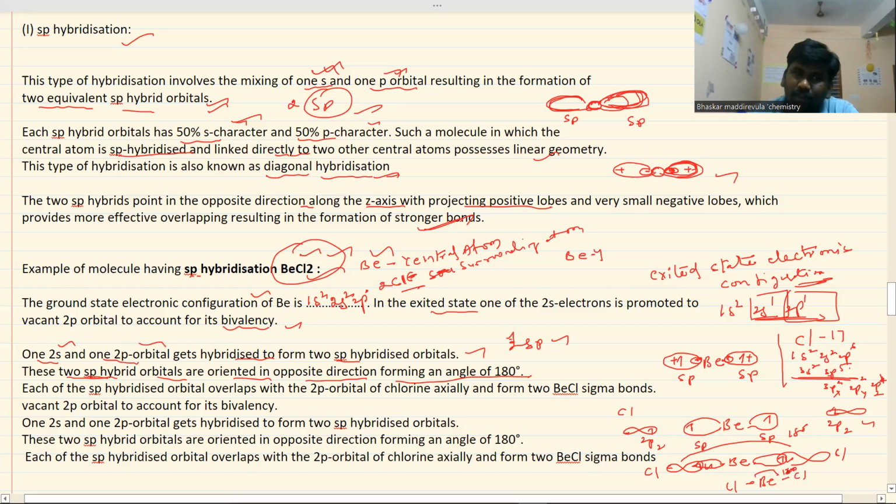Whenever there is sp hybridization, the molecule possesses linear geometry with a bond angle of 180 degrees. Whatever the molecule is, if the central atom possesses sp hybridization, what is the geometry? Linear geometry. And what is the bond angle? 180 degrees. This is the way sp hybridization will occur. So this is about sp hybridization.